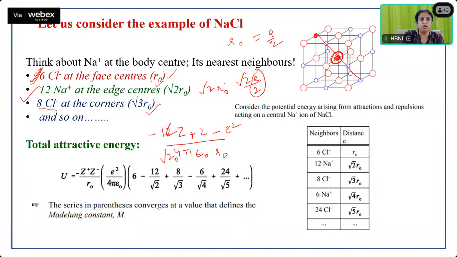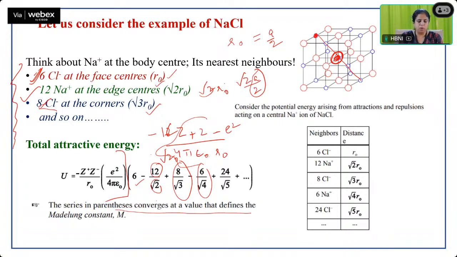If you keep on doing it for all of these interactions, I take this factor as common, and I also take the minus sign common for ease. Minus Z plus Z minus, this factor comes outside. What you are left with is a number: 6, the number of ions, by this particular factor, then 12 by root 2, then 8 by root 3, then 6 by root 4 and so on. This series will ultimately converge to a value, and this entire number in the bracket is called M, the Madelung constant.